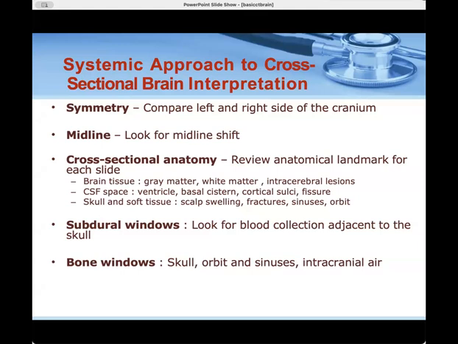Subdural windows: look for blood collection adjacent to the skull. Bone windows: skull, orbit, and sinuses. Intracranial air.